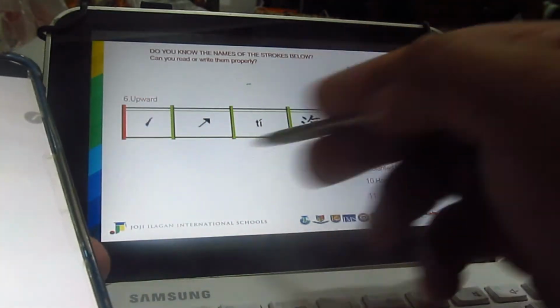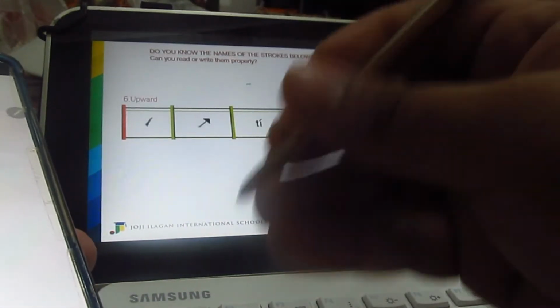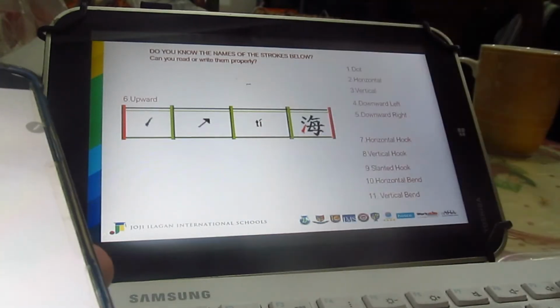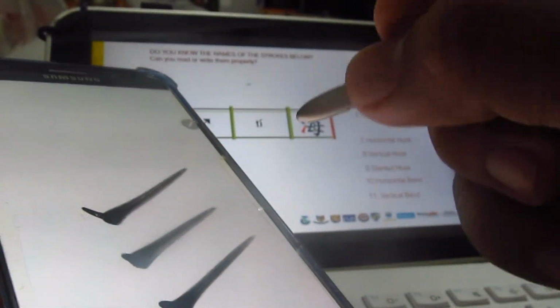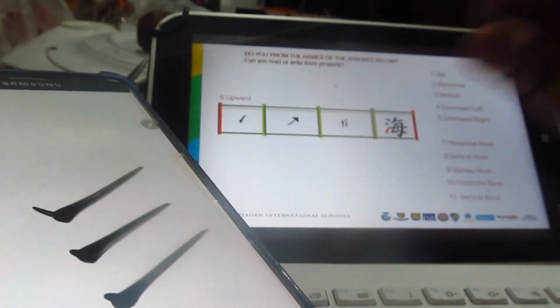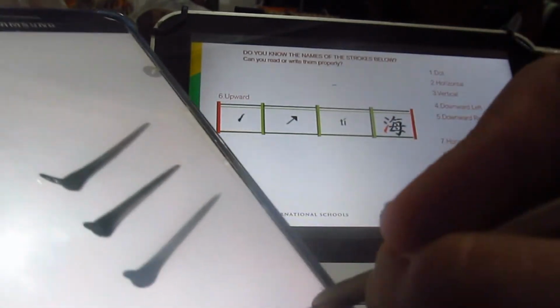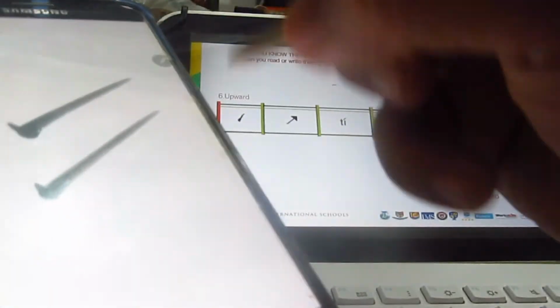Now let's do the upward stroke, or ti. It's like the pie, but in reverse. So it looks like making a check mark, like this one. So that's how you write that ti for the upward stroke. Okay. Ti. Like that. You're like making check marks.